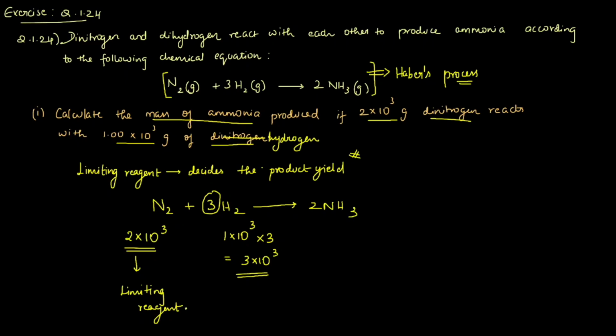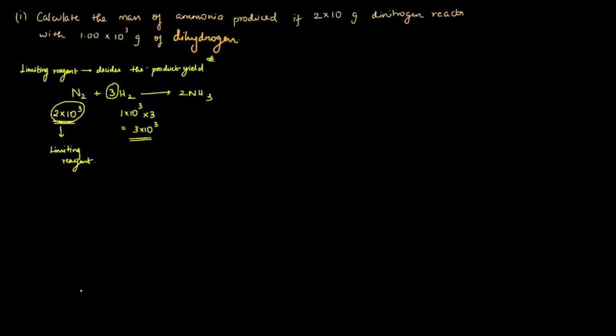The limiting reagent is the one which decides the product yield. So 2 into 10 power 3 is the amount of nitrogen present. Here hydrogen is present in excess amount, so it is called the excess reagent. Nitrogen plus 3 hydrogen gives 2 NH3 is the equation. From this equation, what do we see? 1 mole of nitrogen. Nitrogen is the limiting reagent, so this decides the product.